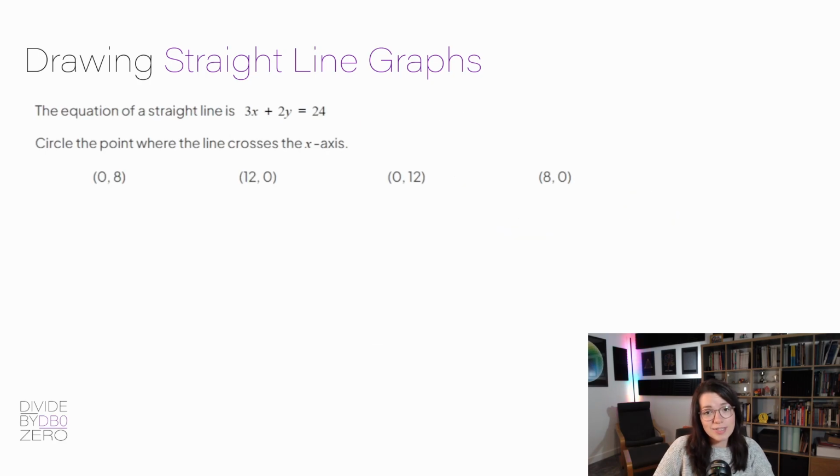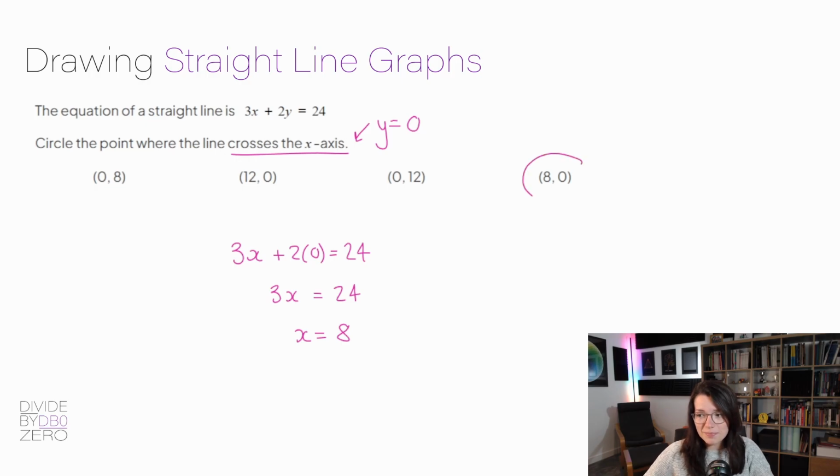Knowing that x equals 0 and y equals 0 method can be really useful for questions like this. So we're told that the equation of a straight line is 3x plus 2y is equal to 24, and they want us to circle the point where the line crosses the x-axis. So considering the fact that where the line crosses the x-axis, that will be when y is equal to 0. So all you need to do is substitute y equals 0 into the equation and solve it. x is equal to 8, so the answer is going to be (8, 0).